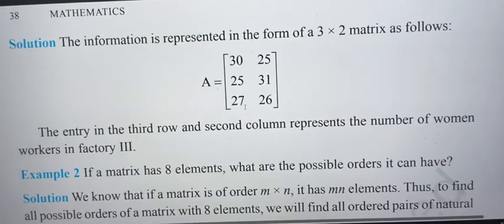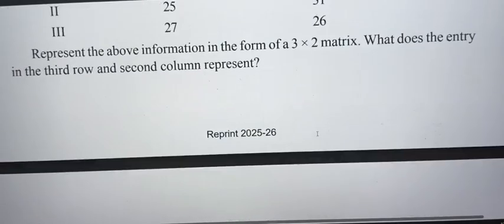They have told us the second column is for women, and the first column will be for men workers, and the entry in the third row and second column represents the number of women workers. Third row, second column, it will completely represent the number of women workers.